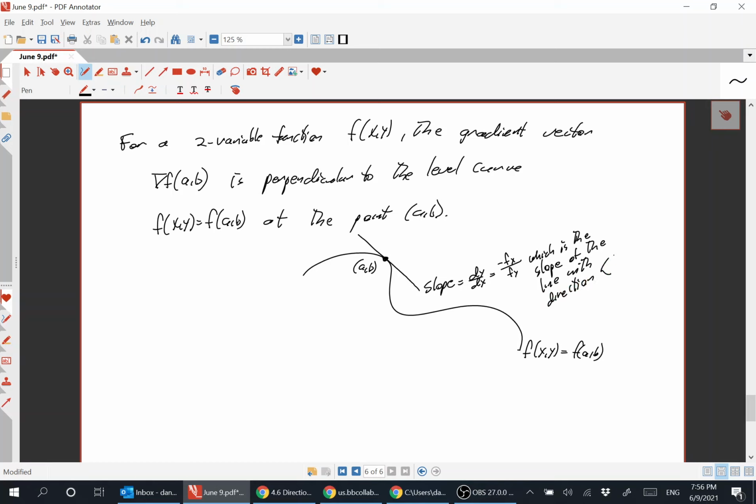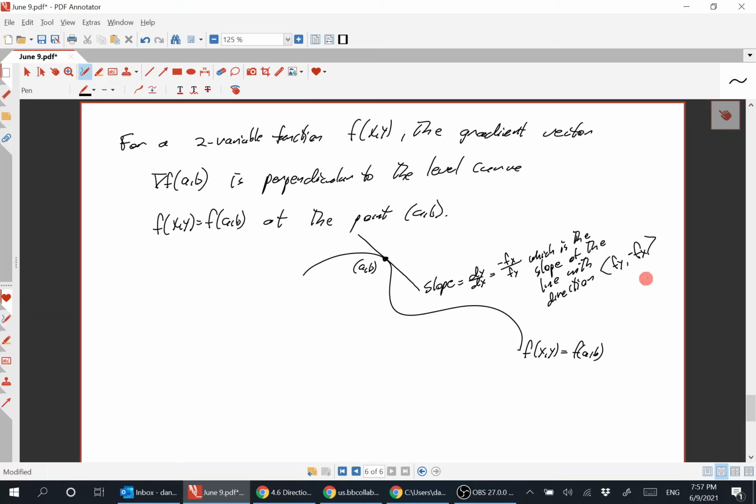right? So that's the rise over the run. So the rise is minus fx. Sorry, that's the change in x. Sorry. The rise is on the top. That's the change in y. So that's the minus fx. And the change in x, the run, that's the denominator, fy.